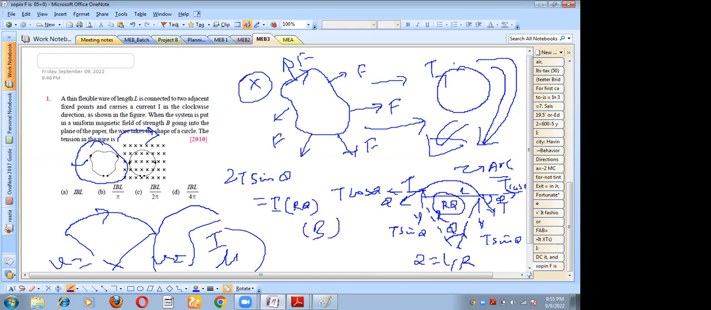All of you understood this, how I equated this one? Anyone having any doubt, please ask. So can you explain again? Let us see.